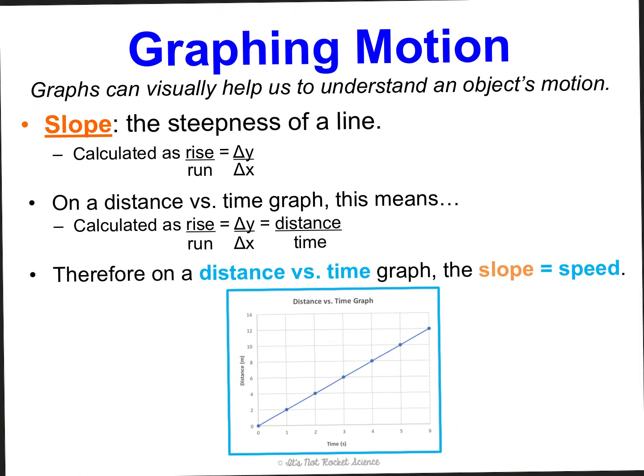Right, so slope, you guys should hopefully remember that from Algebra 1 last year, is the steepness of a line. So it's rise over run, so it's the change in y over the change in x. So on a distance versus time graph, we have distance on our y-axis, we have time on our x. So slope in this case would be distance over time, which yesterday we learned is the speed. So we can find how fast an object is moving just by looking at a graph.